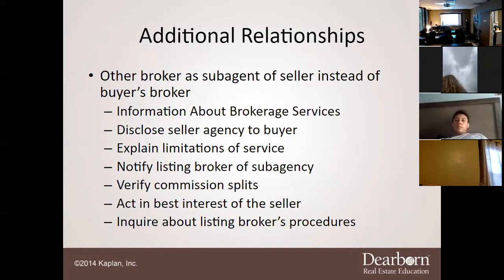So another broker as a sub-agent of the seller instead of the buyer's broker, we need the IABS forms, disclose the seller agency to the buyer, explain limitations of service, notify listing broker of sub-agency, verify commission splits, act in the best interest of the seller, and inquire about the listing broker's procedures.